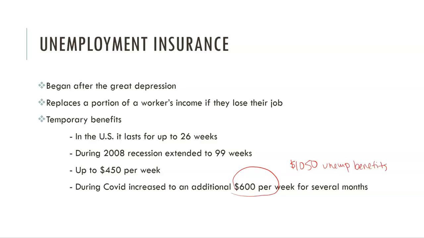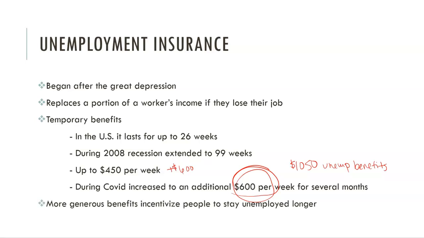And this extra $600 was not linked to your previous income. So the $450, or however much you got, plus $600 meant actually a lot of people were earning more money being unemployed than they were while they were working. This was actually part of the government's strategy. They wanted people to stay home. So they wanted to take away the incentive for you to try to sneak into work or feel pressure to go to work when they wanted people to stay home because they were trying to prevent this disease from spreading.